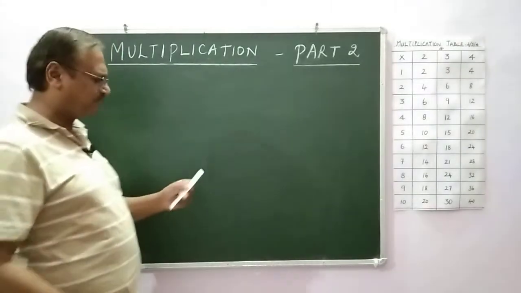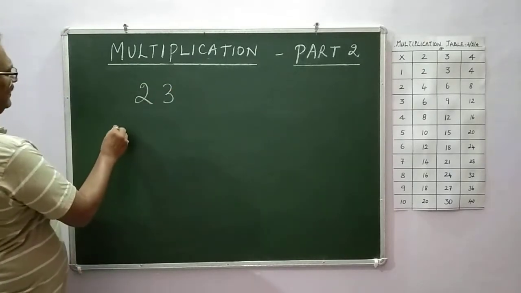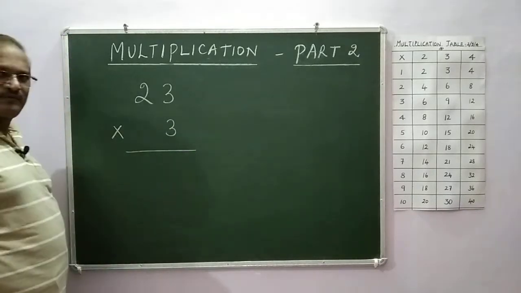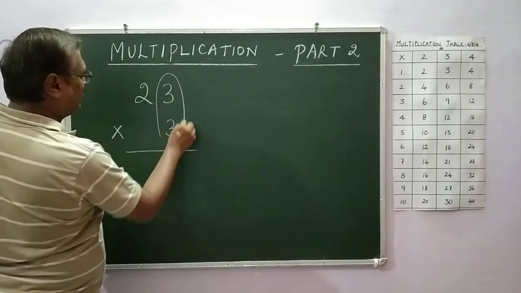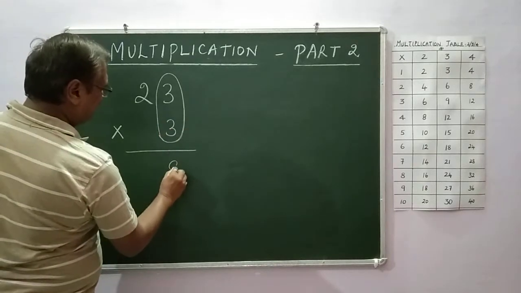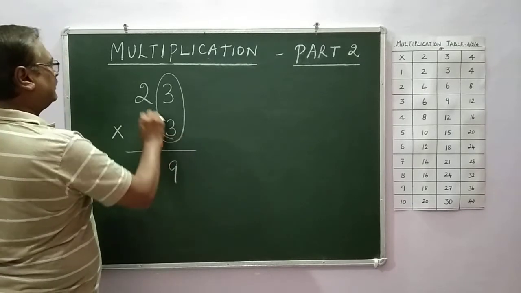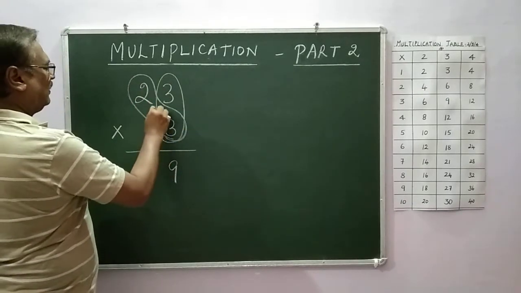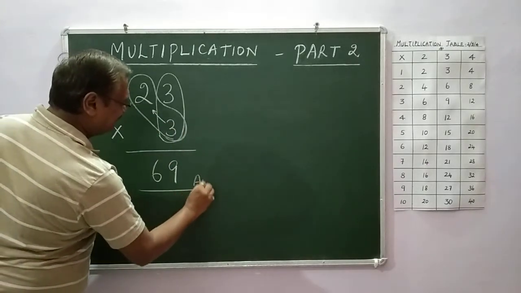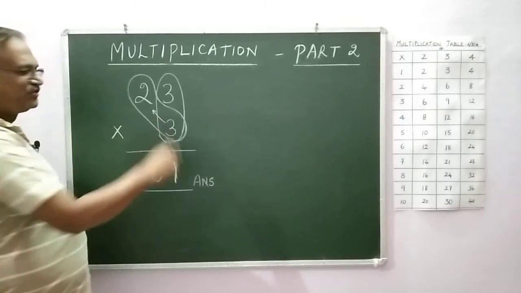I have some problems with me. Let me take 23. I want to multiply by a single digit number, 3. What do you do now? You take these two numbers and first multiply. 3 3s are 9. Then you take this 3 and multiply with 2. 3 2s are 6. So this is the answer: a 2-digit number with a single digit number.